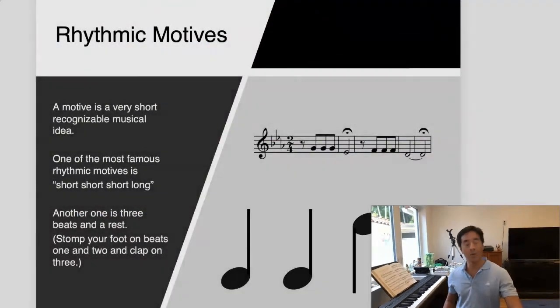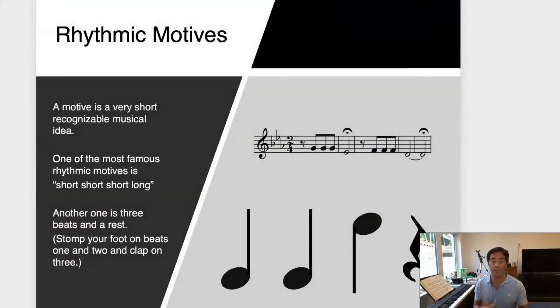Is this the beat or the rhythm? I hope you said that is the rhythm. The rhythm is the pattern of durations, long and short. The beat, again, is the underlying steady pulse of the music. You actually don't hear the beat all the time, especially in classical music, but you do hear the rhythm. And the rhythm really defines the music.